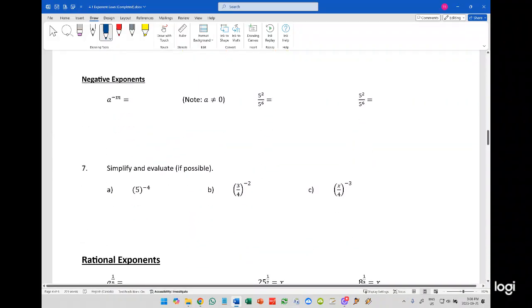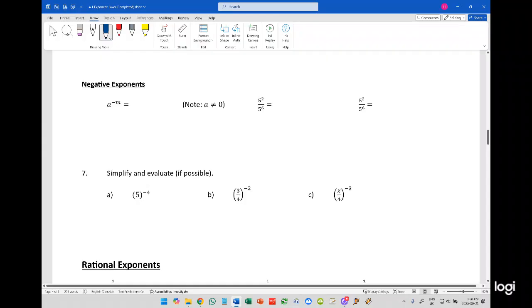This leads us to negative exponents. So it turns out that if you have a negative exponent, like a to the negative m, we can just write that as 1 over a to the positive m.